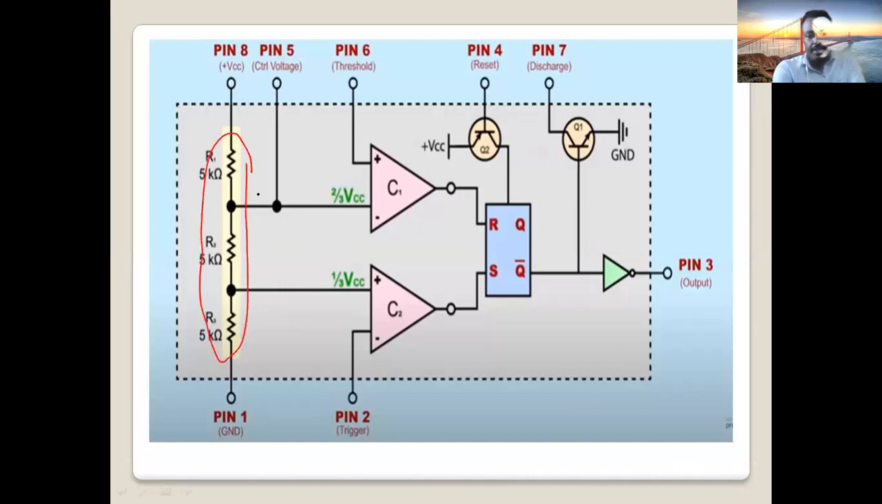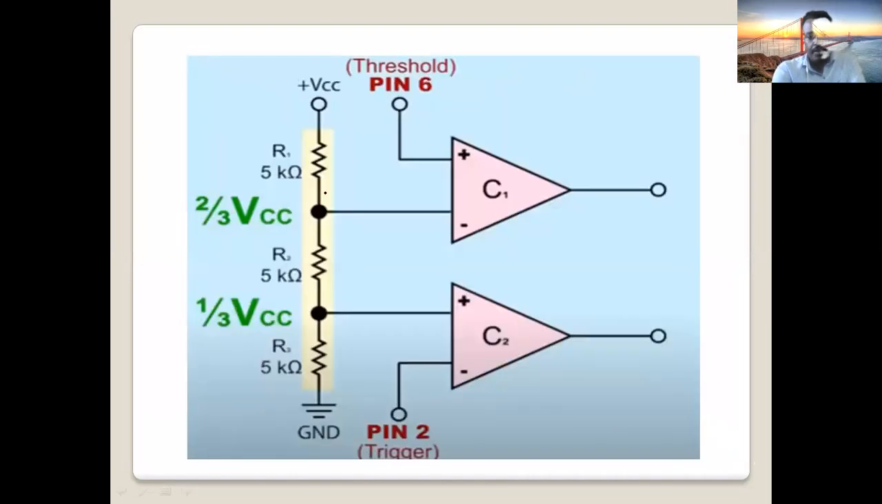Okay, then this VCC, which is 9 volt, is how much here? Look here. If you connect VCC, 9 volt, how much voltage do we get here? For this comparator, we get 2/3 of VCC. VCC is how much? 9 volt. So you substitute 9 volt here, we get how much? We get 6 volt here.